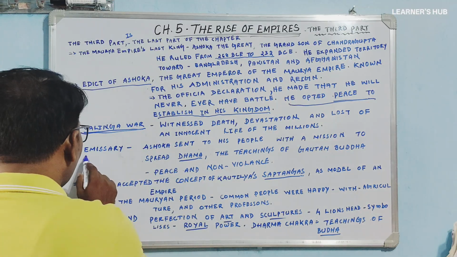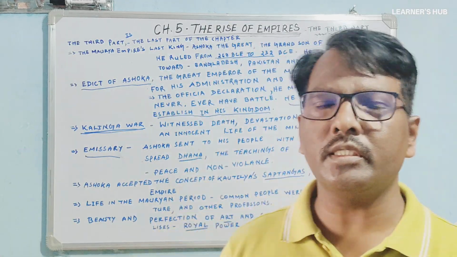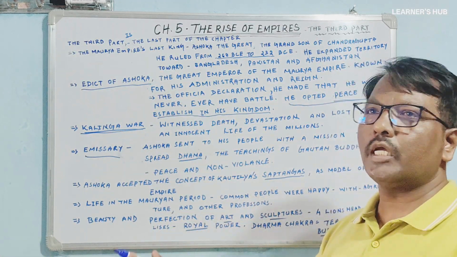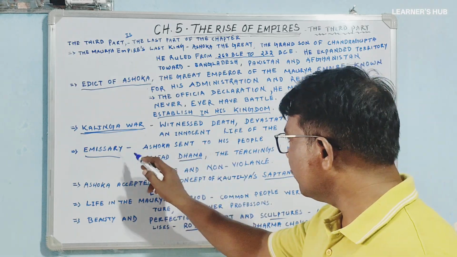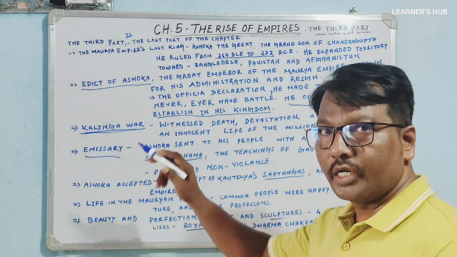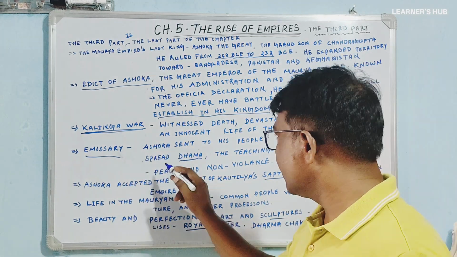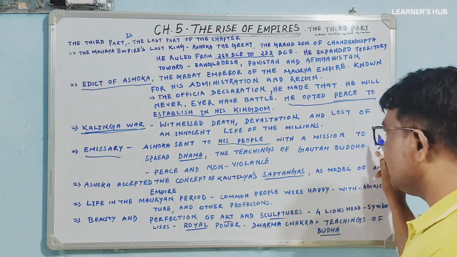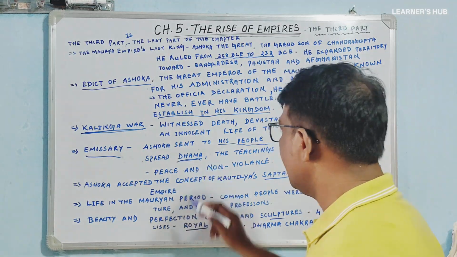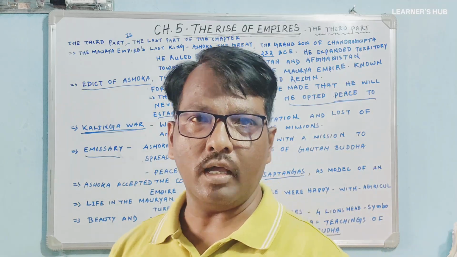Emissary, there is another word, emissary. Ashoka the Great was not satisfied with establishing peace as a dictum in his kingdom, unless his message of peace reached different parts of the world. Ashoka the Great sent his people with the mission to spread Dhamma. What is Dhamma? Dhamma means the teaching of Gautam Buddha.